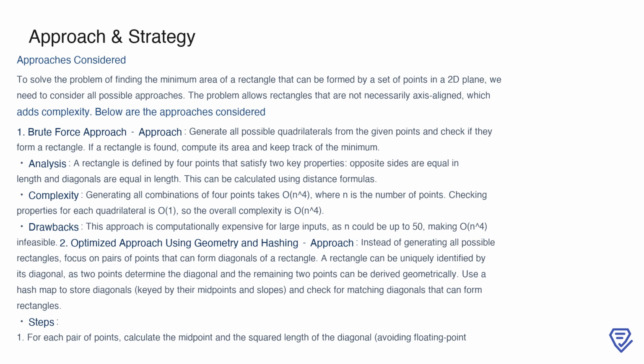A rectangle is defined by specific geometric properties. Opposite sides must be equal in length, and the diagonals must also be equal in length. These properties can be verified using distance formulas.